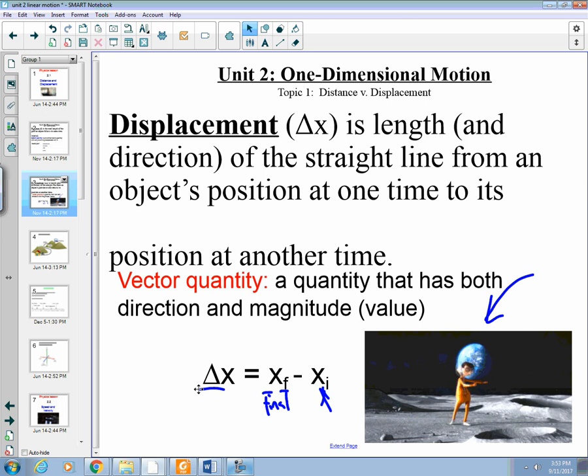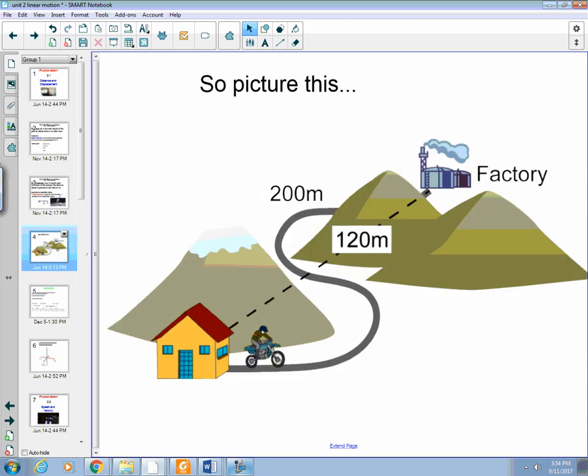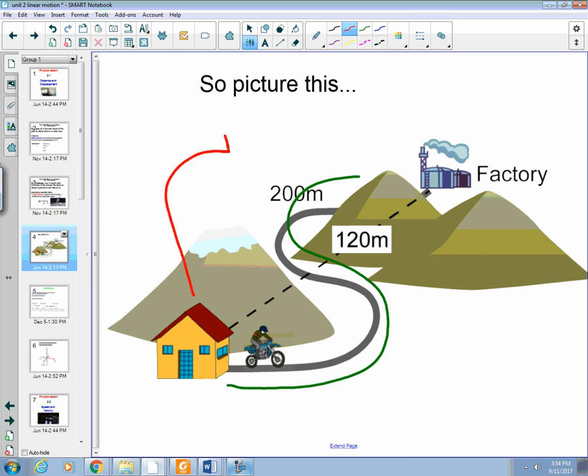Anyways, so displacement delta x is our change from initial position. So think about it like this. Here we have this person driving a motorcycle, and distance-wise, in order to get to the factory, they have to follow this long, snaky road here, and that's going to be about 200 meters. However, displacement-wise, the change from his initial position to his final position is less. It's only 120 meters. So the big difference here is distance is your total amount that you traveled, whereas displacement is only the change from your initial position.